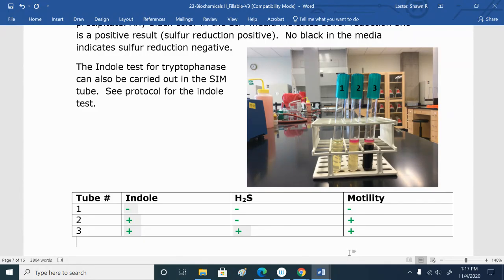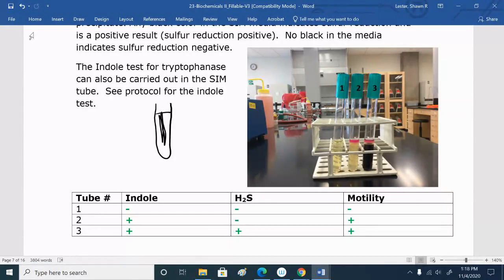But what if you had an organism that's positive for H2S but is non-motile? What would that tube look like? Maybe just like a black line. Right, so just the stab would be black, but nowhere else, because the bacteria have not moved, right? So you'd have a black stab.